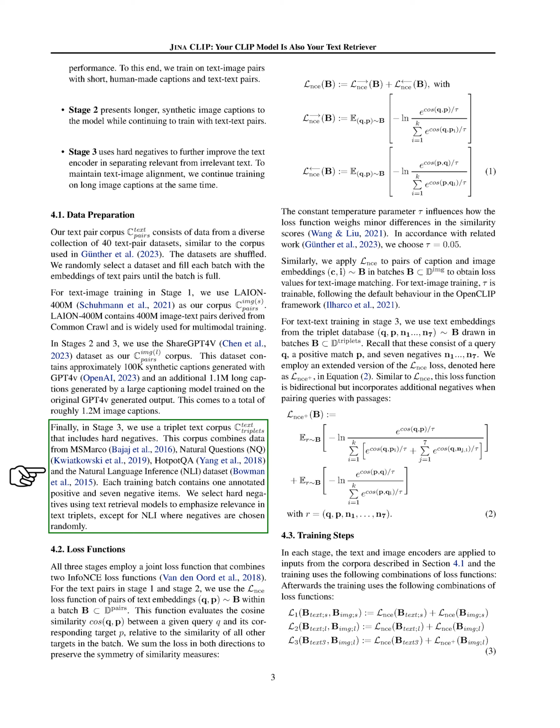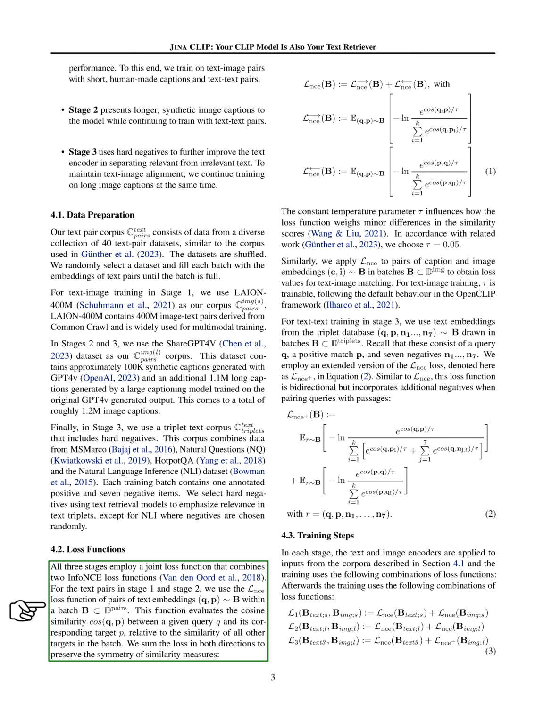In the third stage, we introduce a triplet text corpus, C:(text_triplets), that includes challenging negative examples. This corpus combines data from various sources such as MS Marco, Natural Questions (NQ), Hotpot QA, and the Natural Language Inference (NLI) dataset. Each training batch comprises 1 positive item and 7 negative items, with the hard negatives selected using text retrieval models to emphasize relevance in text triplets, except for NLI where negatives are chosen randomly.